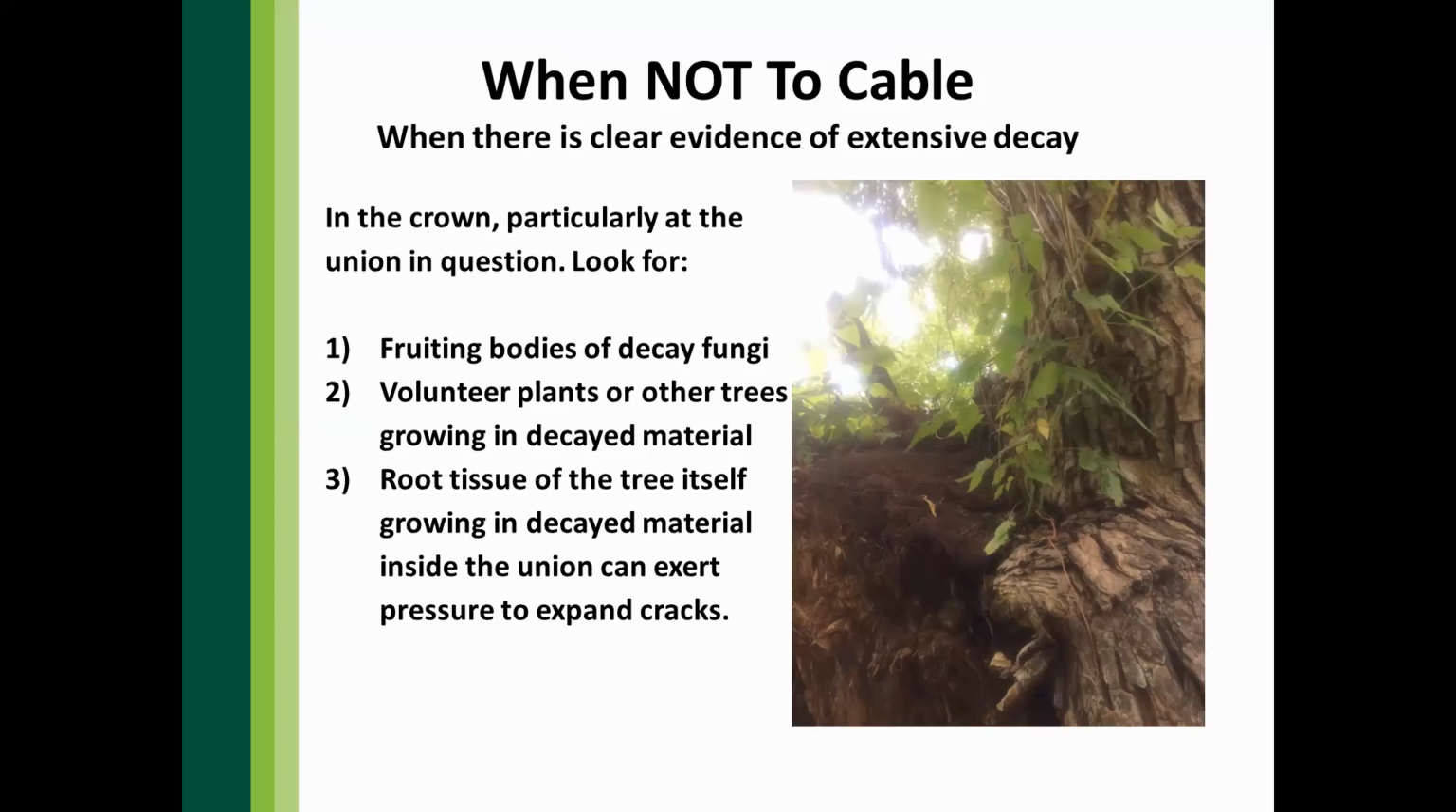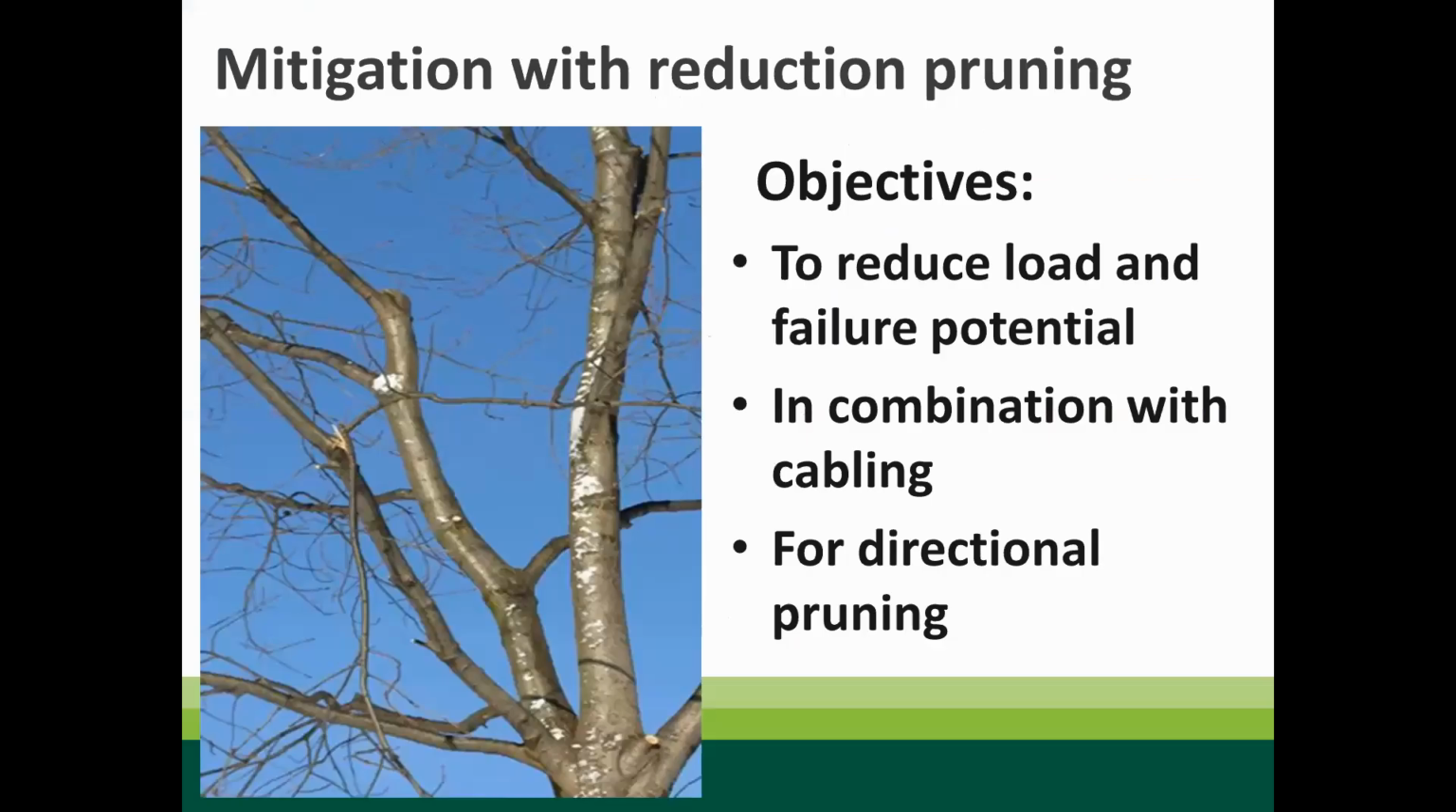Or there's the fruiting bodies of decay fungi. We've started to get really tuned into that. Or you can see in many cases, especially willows are good at this, where they make root tissue growing out of the callus that's trying to grow around a crack, and inside the crack is the decayed innards of the tree. And if you see that in a tree, like inside that union where root tissue is growing, as those grow, they can actually exert pressure to expand the crack. So not a good candidate to cable in that case also. Okay, next slide.